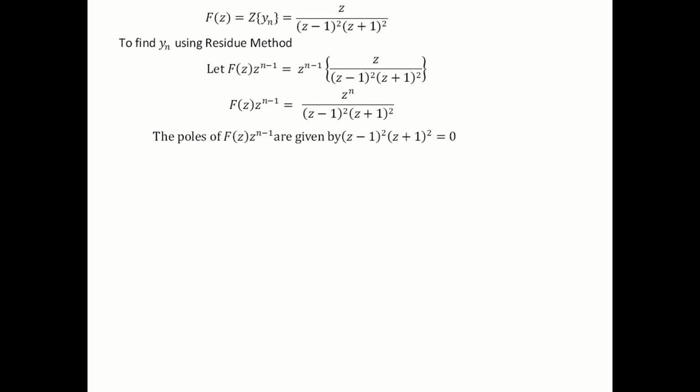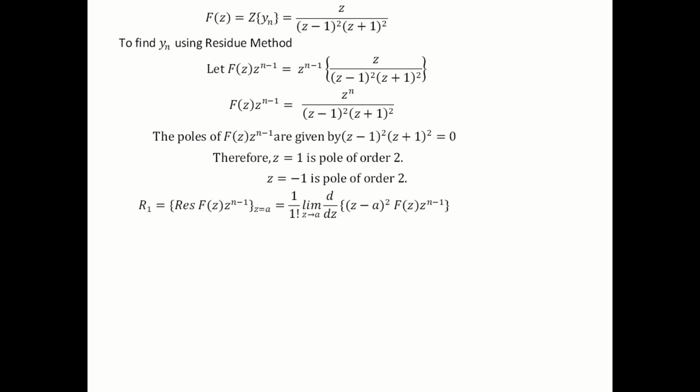Now we have to find the residues using the residue formula. First R1, taking a = 1 in this formula. Residue of F(z) z^(n-1) at z = a, because this is a pole of order 2, we use the formula (1/1!) limit as z tends to a of d/dz [(z-a)² F(z) z^(n-1)]. So taking the first pole, a = 1.